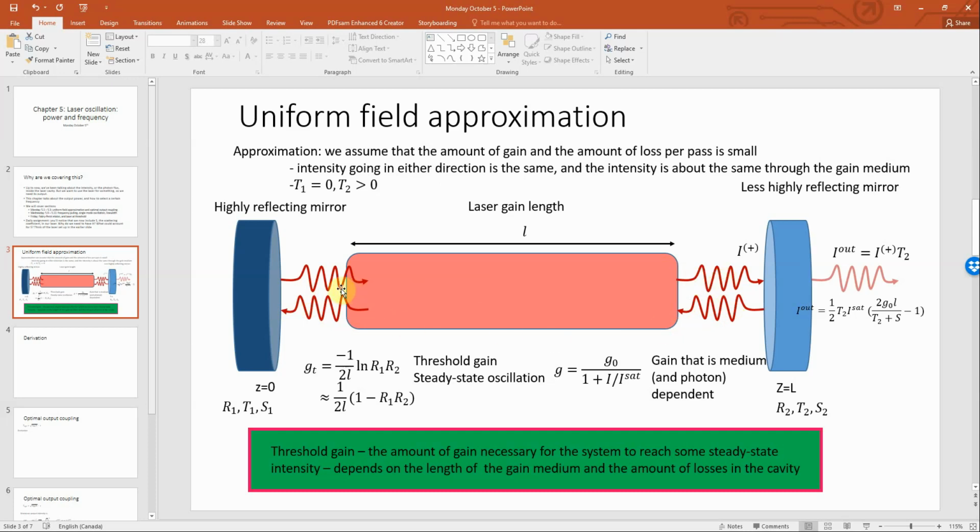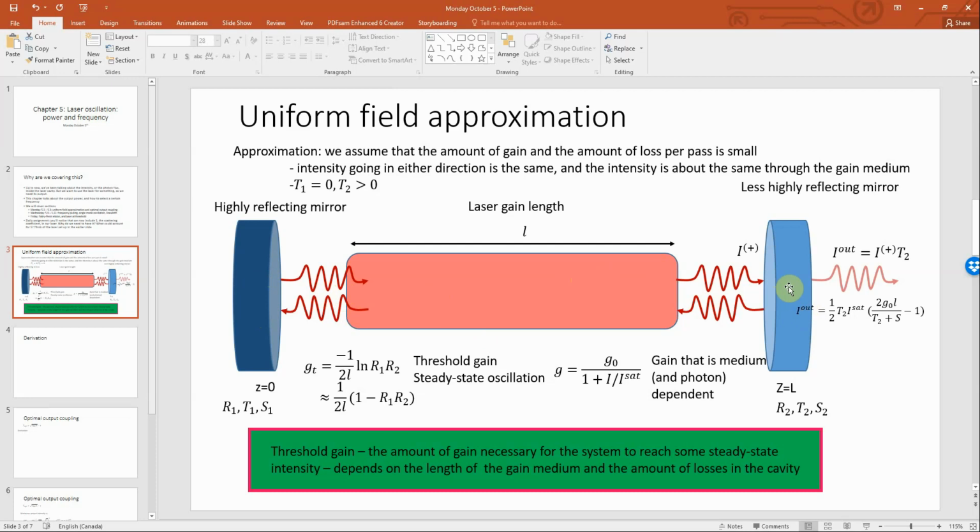Obviously, it's an approximation. There's a more complicated derivation if we don't use the uniform field approximation and if this output coupler is large output coupling. But the math is simplest, and the physical process doesn't really change. So we're just going to use this uniform field approximation. Okay, so that's what the uniform field approximation is. And now we've already shown before that the gain at threshold is going to be -1/2 times the length of this gain medium times the log of R1, which is the reflection coefficient of this mirror, times the reflection coefficient of this mirror.